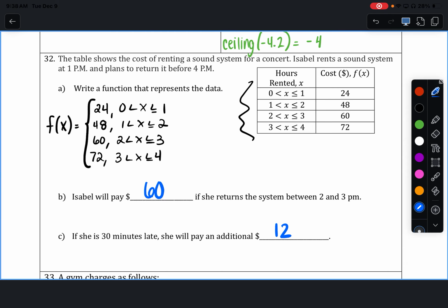I wanted to do that one together just because the way it's worded is weird. It's just meaning 30 more minutes than this. It bumps her to the next. Yeah. All right, now 33.